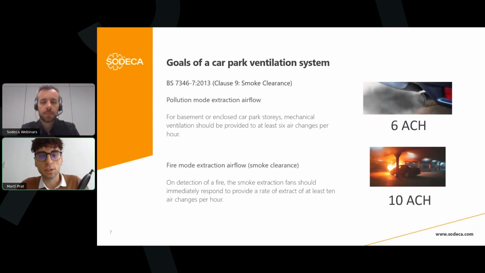For smoke clearance, to calculate the airflow that we need to extract, we have these two ratios. Basically, for the pollution mode, we calculate based on 6 air changes per hour, and in the fire mode extraction, we have an airflow based on 10 air changes per hour. So you calculate the volume of the car park and multiply it by these air changes per hour, and you dimension the extraction fans based on the most favorable airflow that you get from this calculation.